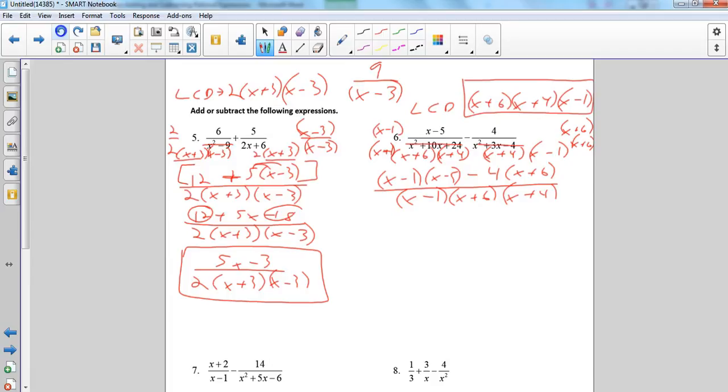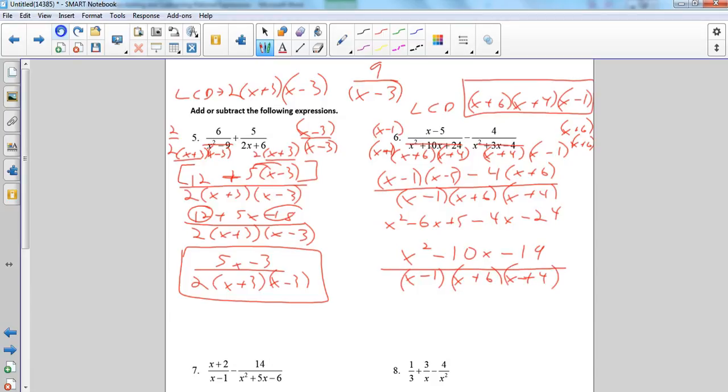But for example, I'd go, well, now I'm going to FOIL and distribute on the top, so I'm going to get x minus 1 times x minus 5 leads to x squared minus 6x plus 5. Now if I distribute the negative 4, I get negative 4x minus 24. And like I said, I should write that all over those three binomials, but if I want to clean it up first, I can just do that and get x squared minus 10x minus 19, and now that I'm cleaned up, I can put x minus 1, x plus 6, x plus 4. And that's my final answer.